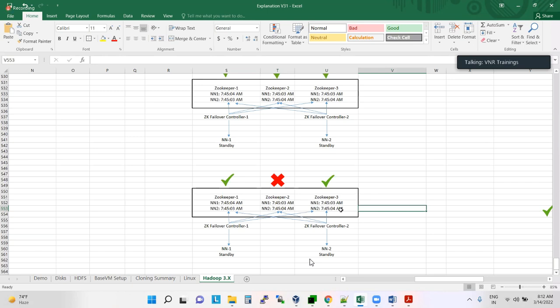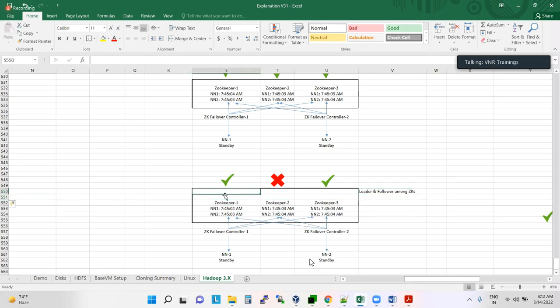That is the reason of what they have done. They introduced a concept of leader and follower among zookeepers. This is the concept that they thought of.